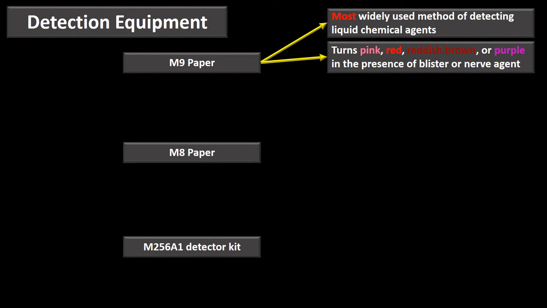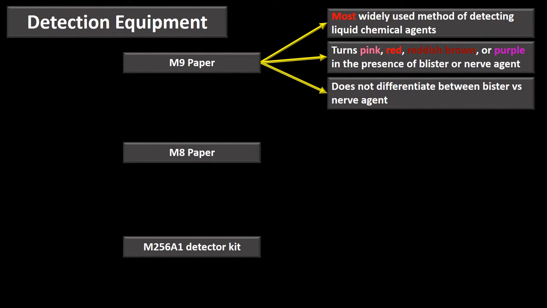Your M9 paper is going to turn pink, red, reddish brown, or purple in the presence of blister or nerve agents, but it does not differentiate between blister or nerve agents, and that can be troublesome as we go to find out later on that blister agents are classified as non-lethal, but our nerve agents are very lethal. So it's important to know the difference between these two. All right, and again, your M9 and your M8 paper, they detect the presence of a liquid chemical.